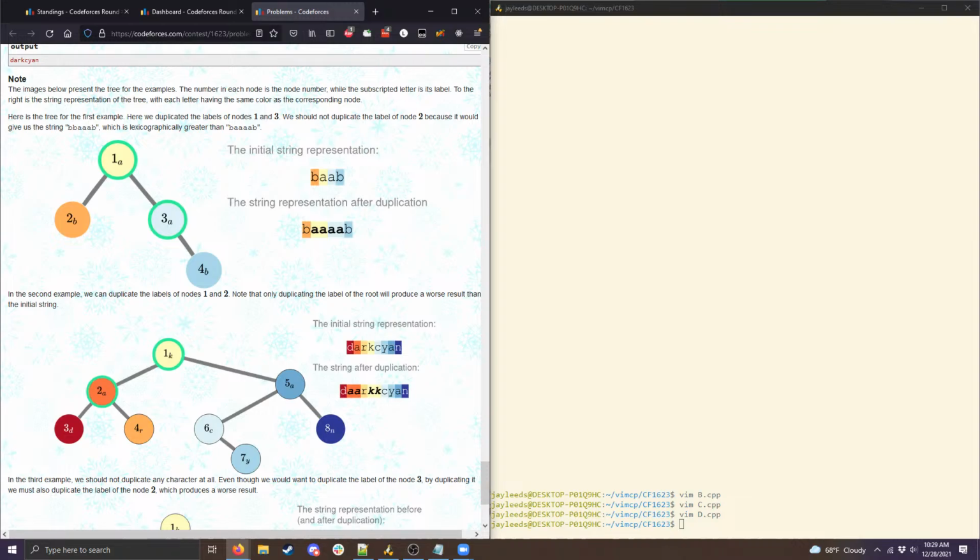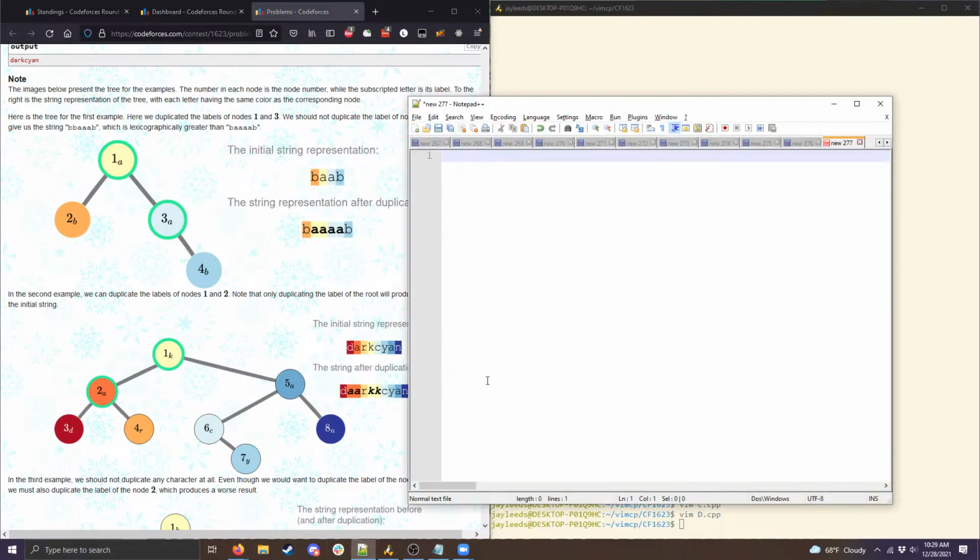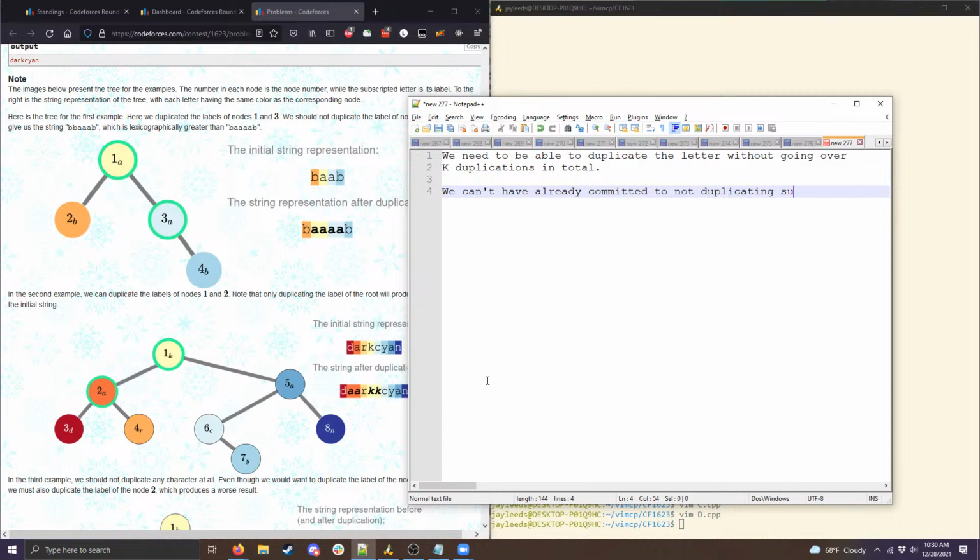So that tells us when we want to duplicate a letter, but when are we allowed to duplicate a letter? So the first thing we have to check is we need to be able to duplicate the letter without going over k duplications in total, since we're only allowed to do k duplications at most. And the second constraint is that we can't have already committed to not duplicating some ancestor of the letter.